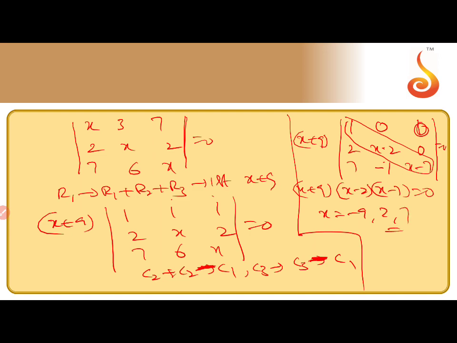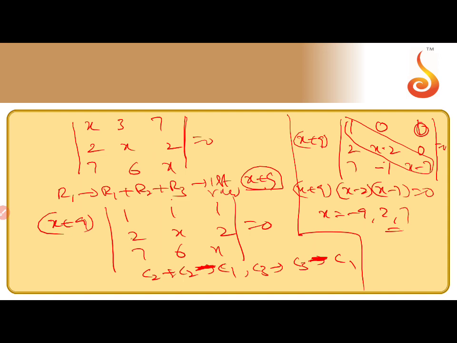So that means first thing, R1 as R1 plus R2 plus R3. The first row becomes x plus 9. I took x plus 9 common directly. So 1, 1, 1. Make two positions 0. C2 as C2 minus C1 and C3 as C3 minus C1. So that means what comes here? First column same. 1 minus 1 is 0, x minus 2, 6 minus 7 is minus 1. So 1 minus 1 is 0, next 2 minus 2 is 0, x minus 7.